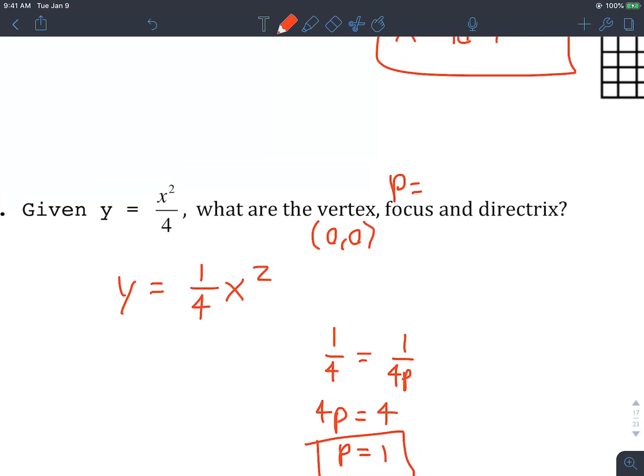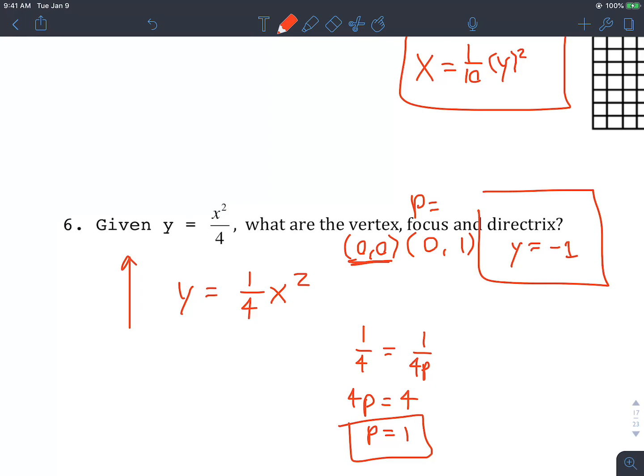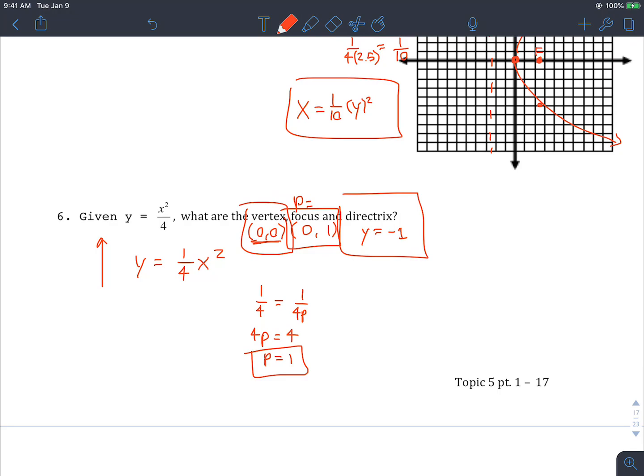Which means your focus is going to be 1 unit away from your vertex. Now, as far as which way it's opening, it's a y equals and it's positive right there. So that means this graph is going to be opening up. So that focus point will be 1 unit higher, at (0, 1). And then your directrix will be that horizontal line 1 unit down below, so at y equals -1, and that's below your vertex. So I believe that is everything here. They didn't ask us to graph that. Yep, so that's good. That is it for today.